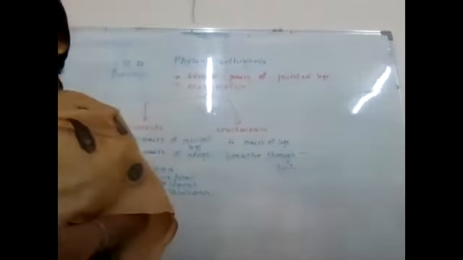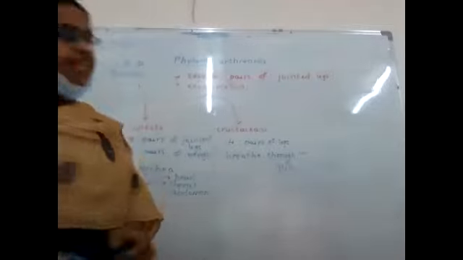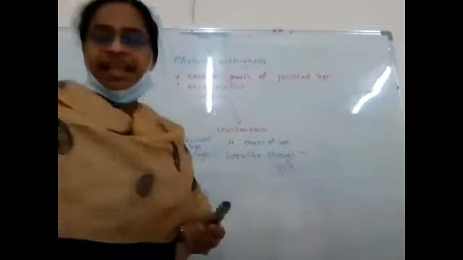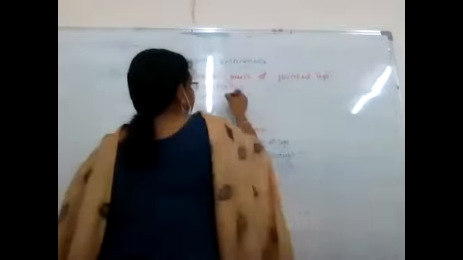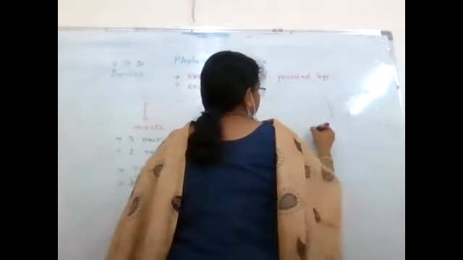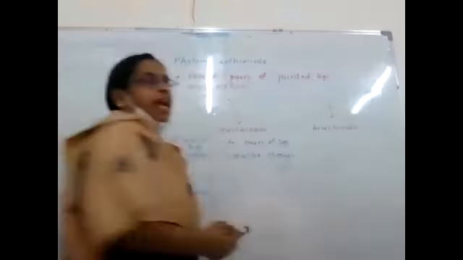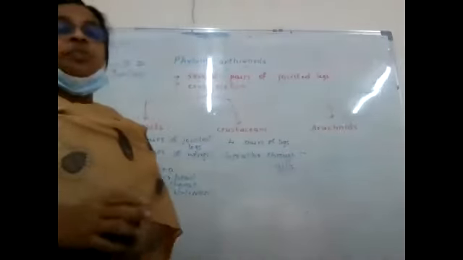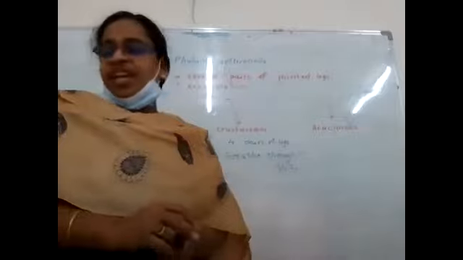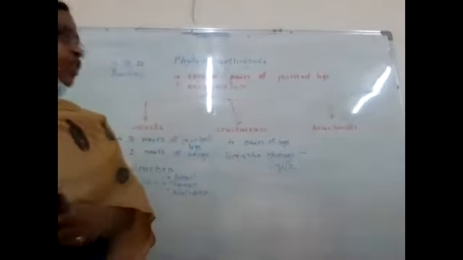Yes. And the third group is arachnids. Arachnid, this is the third group. Arachnids examples are spiders. So can you tell me how many pairs of jointed legs?